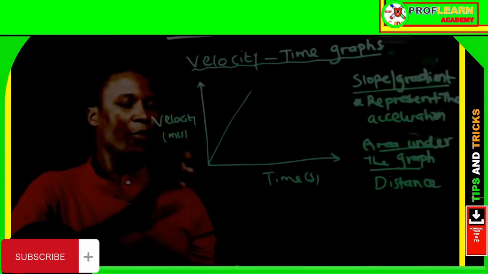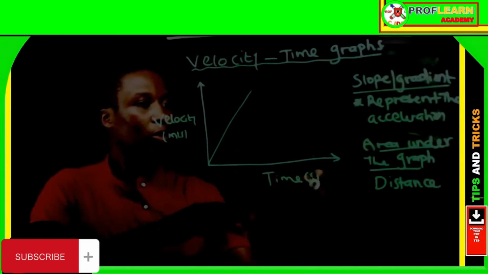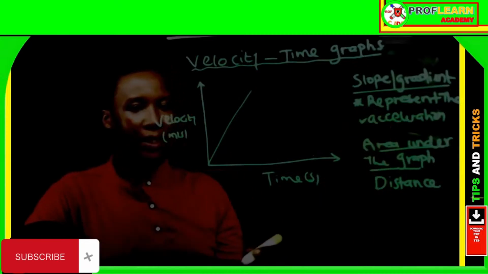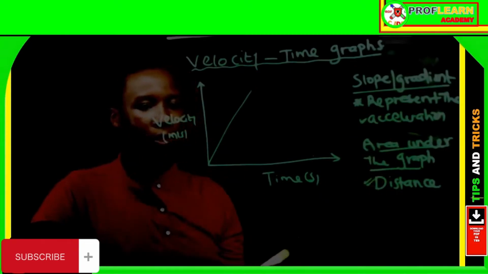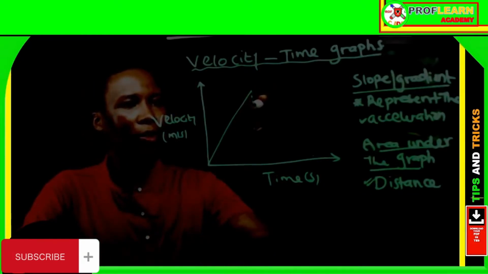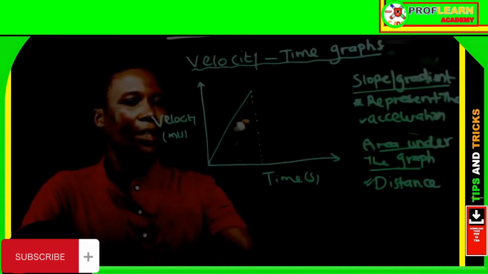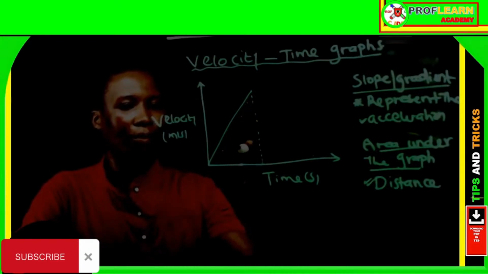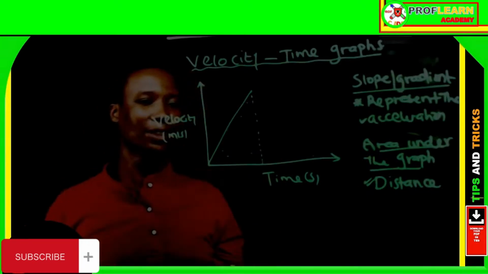So if you work out the gradient of a velocity time graph, you are going to get the acceleration. But if you work out the area under the graph, you are going to get the distance covered by that particular object. For instance, if we are talking about the area under this graph, this is the area we are talking about. What is it going to represent? This is the distance covered.